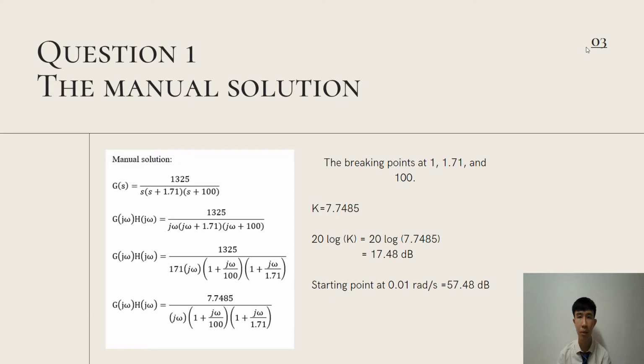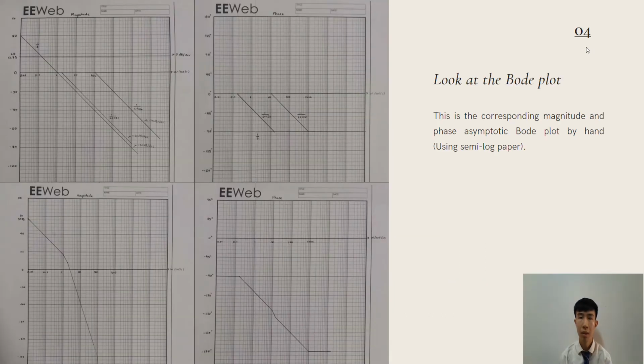57.48 decibels. Okay, this slide shows four graphs, which are the Bode plot by hand using semi-log paper with the corresponding magnitude and phase asymptotes. So this is the end of my part. I will pass to my member Mun Feng to continue the presentation.